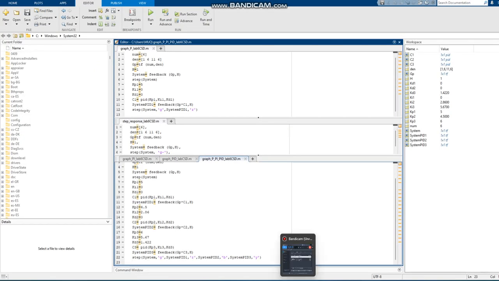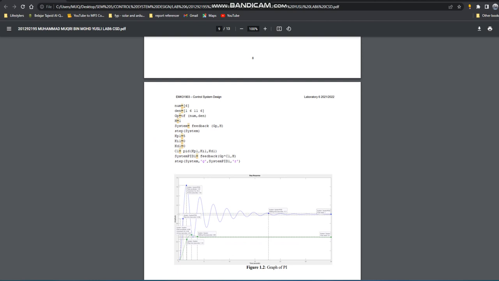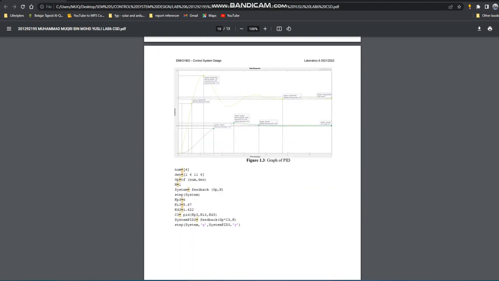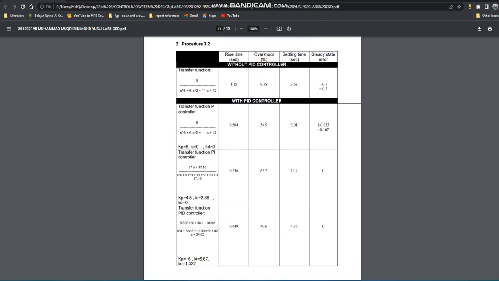So we list all the results here, and this is the last data that we got from experiment 6.